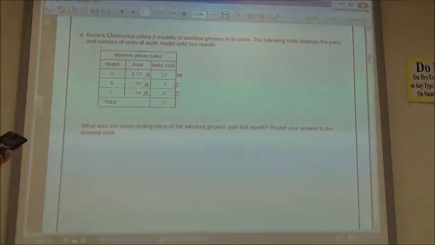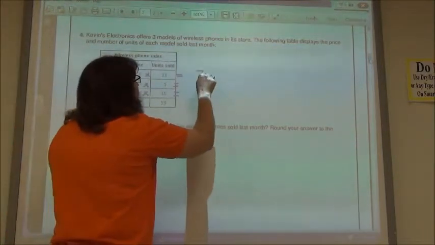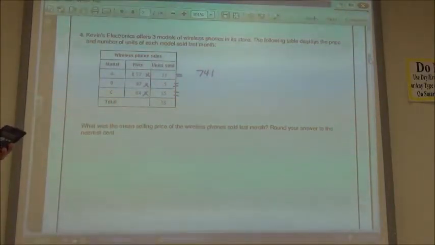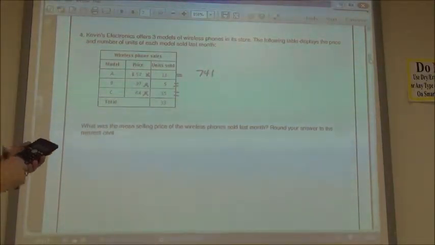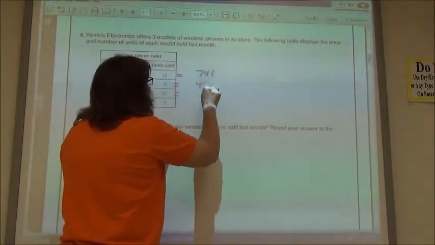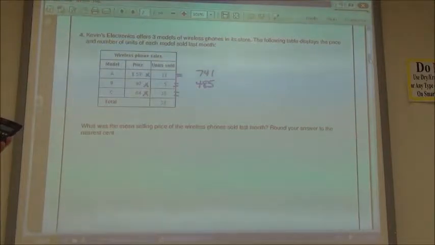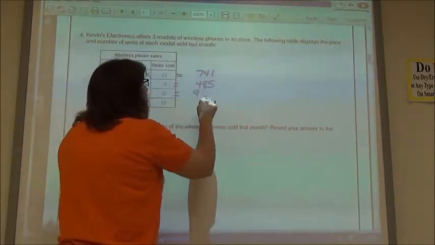So we had items that were $57 each. We sold 13 of them. That means we made $741. Then we had items that were $97 each. We only sold 5 of those, but that gave us $485. Then we had items that were $64 each. We sold 15 of those ones, so that means $960.